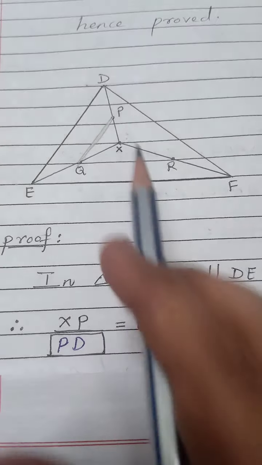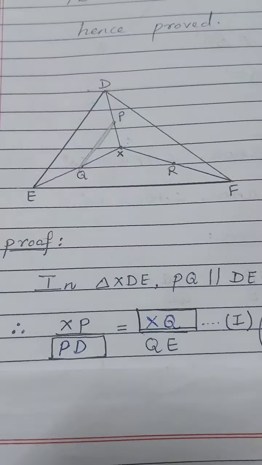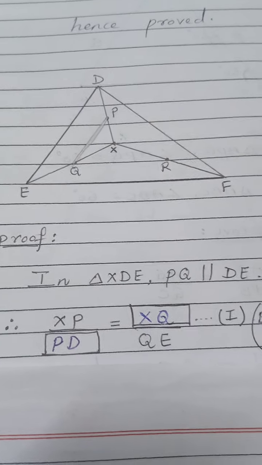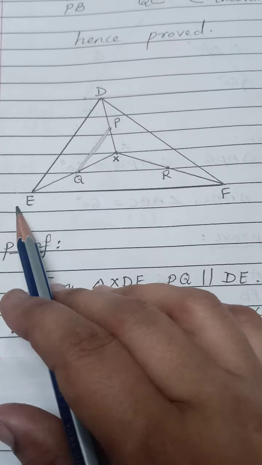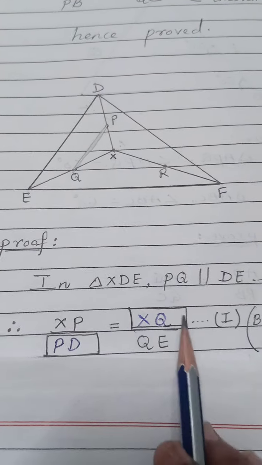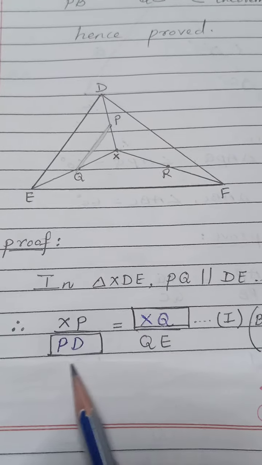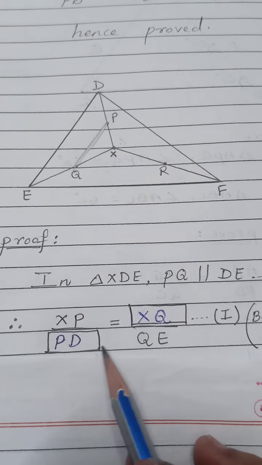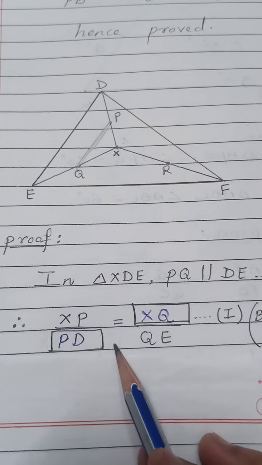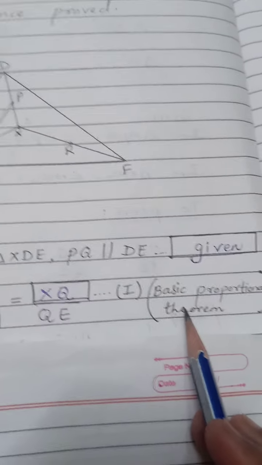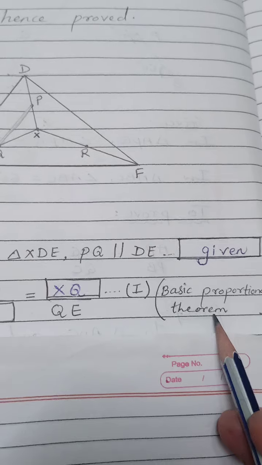So the same thing I have taken. XP upon PD is equal to XQ upon QE. So I have filled in whatever is blank. I am writing here with the blue pen, so it will be easy to understand that with the blue pen I am writing in the boxes, completing the blanks. And the reason is already given, so it is basic proportionality theorem.